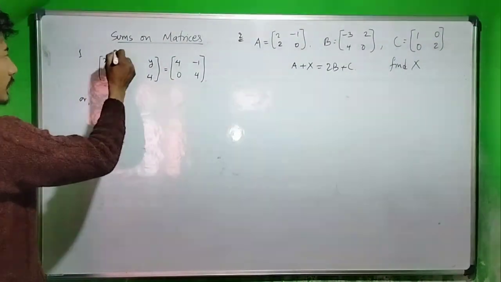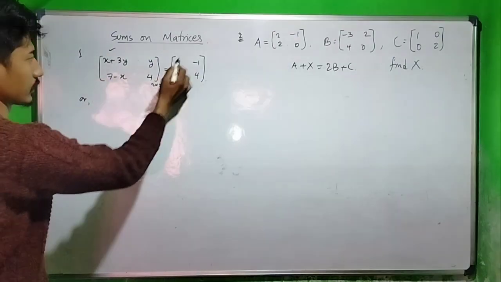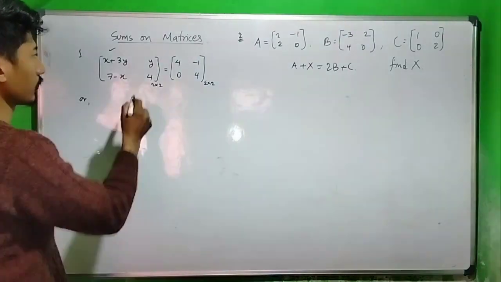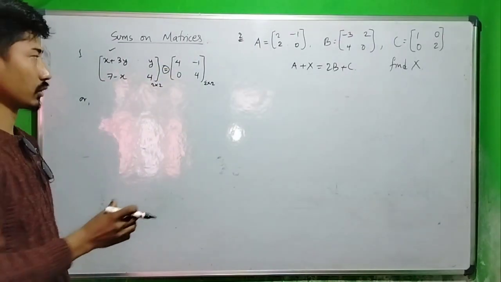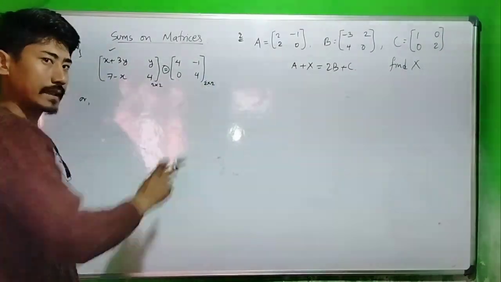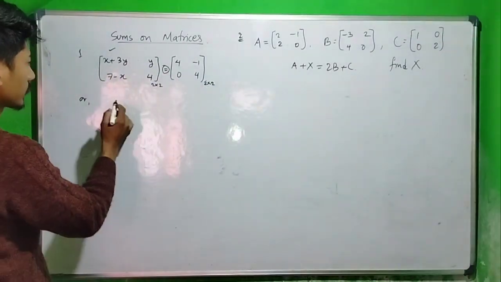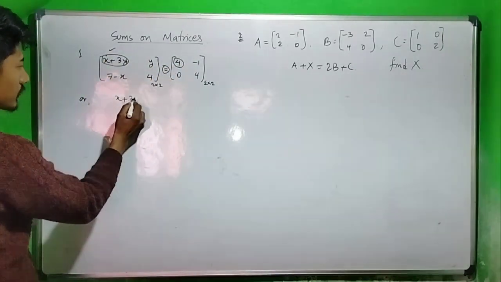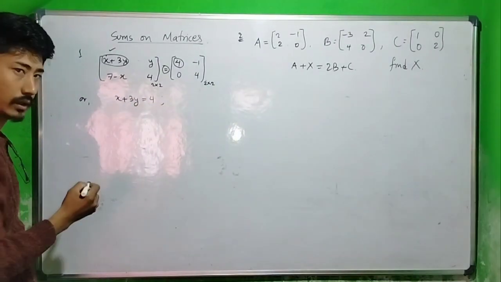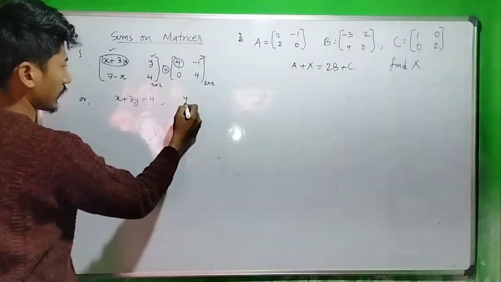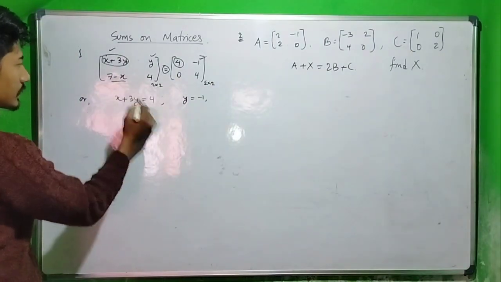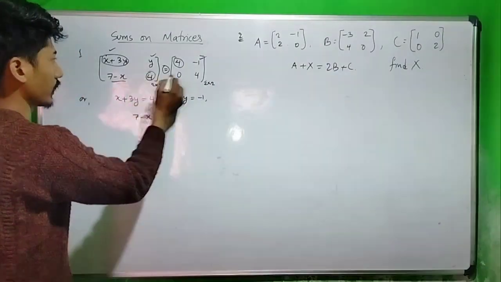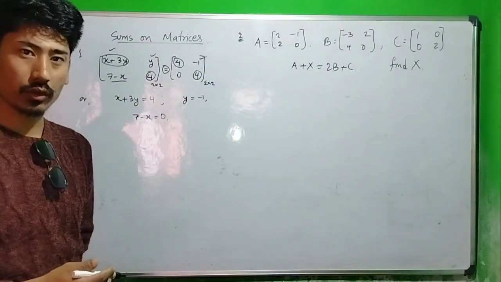First of all, this matrix has order 2 by 2 and this matrix also has order 2 by 2. That means they can be equivalent. Now we have an equal to sign in between, so that means the first matrix is equal to the second matrix. So for that reason we can do first element equals first element, that is x plus 3y equals 4. Done. Similarly, y equals minus 1 and 7 minus x equals 0. Since 4 equals 4, we don't have to write 4 equals 4.